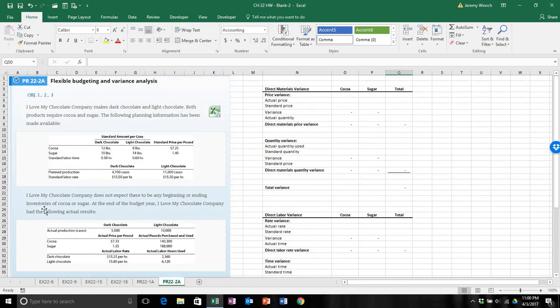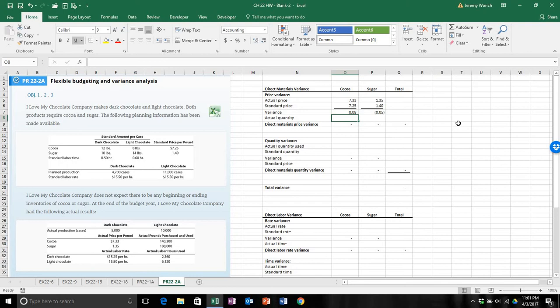So, all right. So, we'll start with our direct material variance. And we want to plug in our actual price. Our actual prices are down here. So, we have $7.33 for the cocoa and $1.35 for the sugar. And then our standard cost is going to be up here in our first table. So $7.25 and $1.40. So that gives our variance per pound.